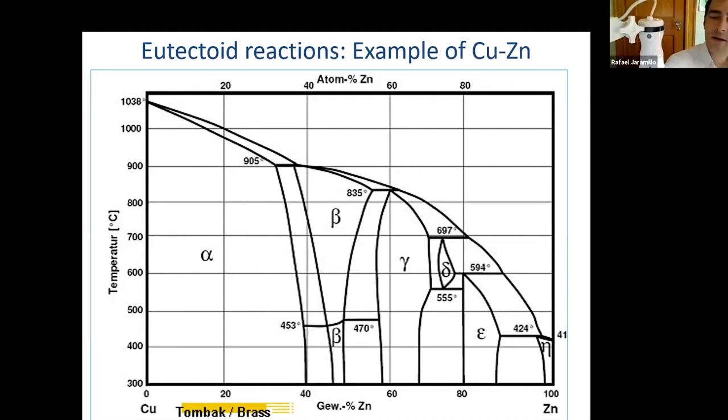Are you looking for that typical gull wing shape? But in this case, the liquid, how come I don't have the laser pointer here? In this case, the liquid has no eutectics. It doesn't have anywhere that gull wing shape. But there is a eutectoid somewhere in the system. Who sees it?